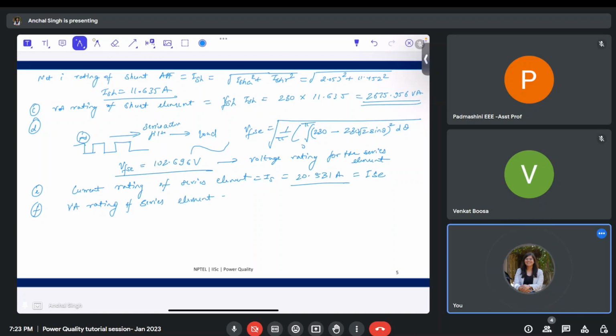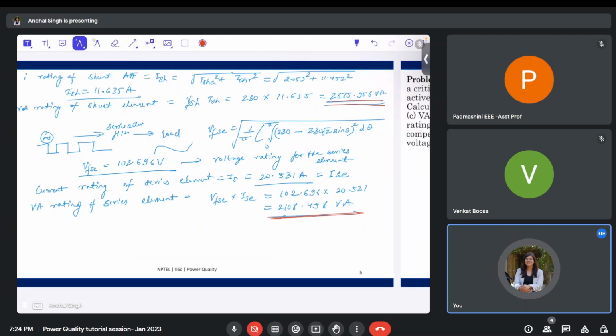This will be given as VSE into ISE, which is equal to 102.696 into 20.531 amperes. This VA rating will come out to be approximately 2108.458 volt amperes. So the volt ampere rating for the series filter is almost 2 kVA, and for the shunt filter is also approximately 2.5, 2.6 kVA. Okay, so they are almost similar depending on the rating of our system.